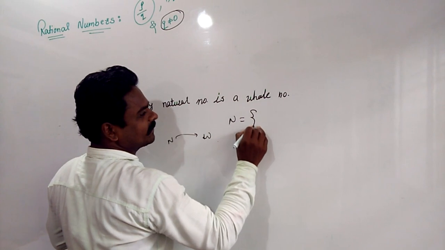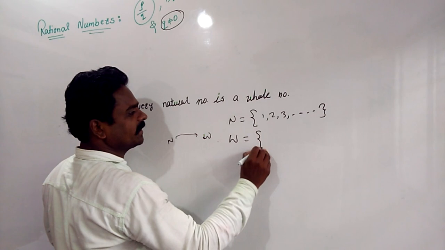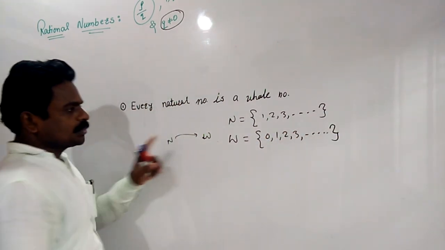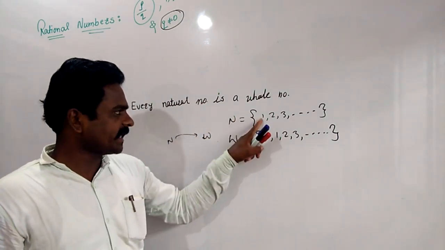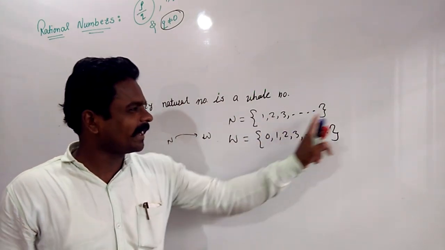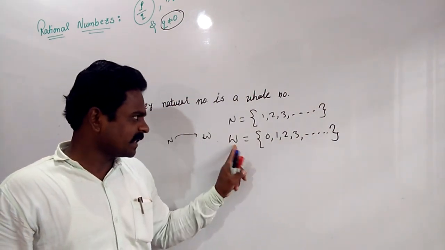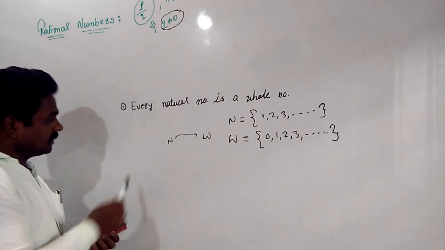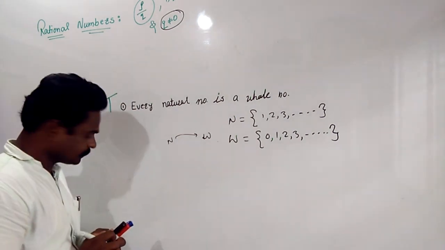Natural numbers we can write in this way: 1, 2, 3 and so on. Whole numbers we can write in this way: 0, 1, 2, 3 and so on. So every natural number is a whole number. Yes, 1 is a whole number, 2 is, 3 is, and all others are also whole numbers. Just 0 is extra here, but that doesn't matter. So is this true or false? It's true.